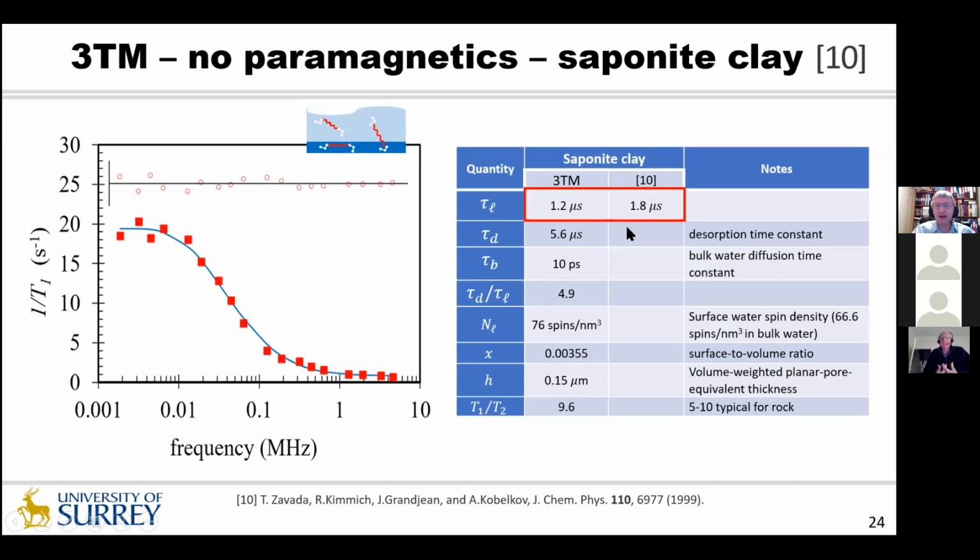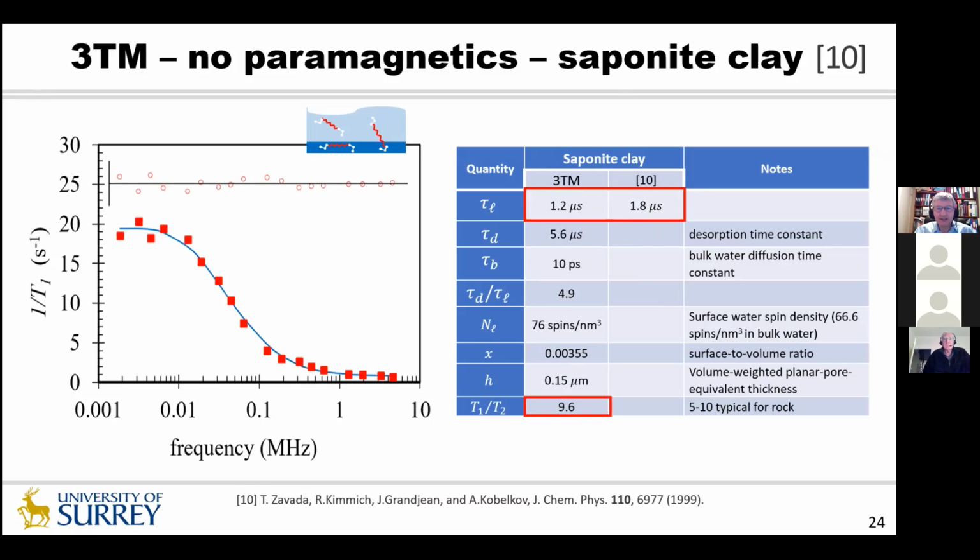First of all, and much to our delight, we found some data here in which the authors, using a completely different model to the Korb model, produced a value for tau L that was very similar to ours. And that's very reassuring that we have a good model here.